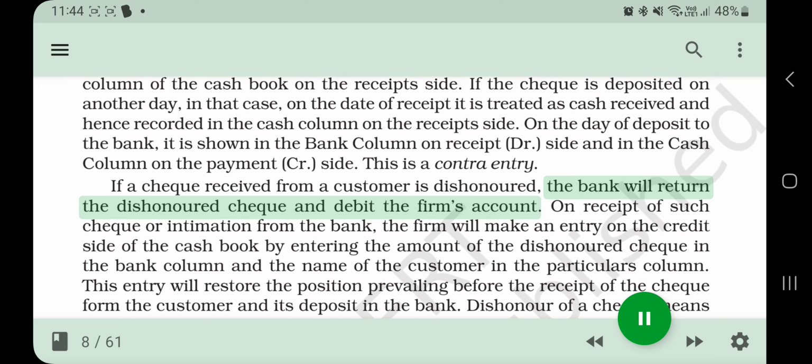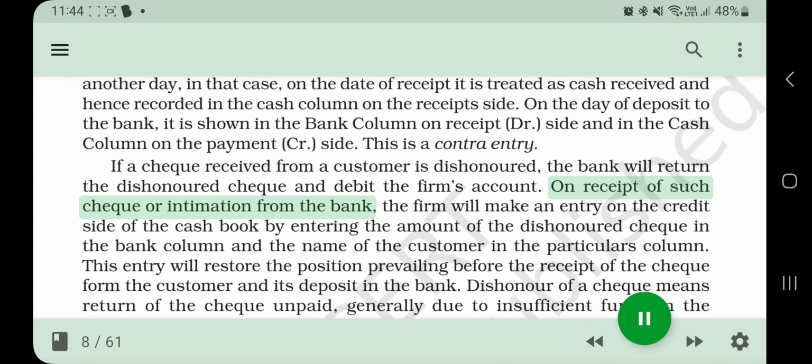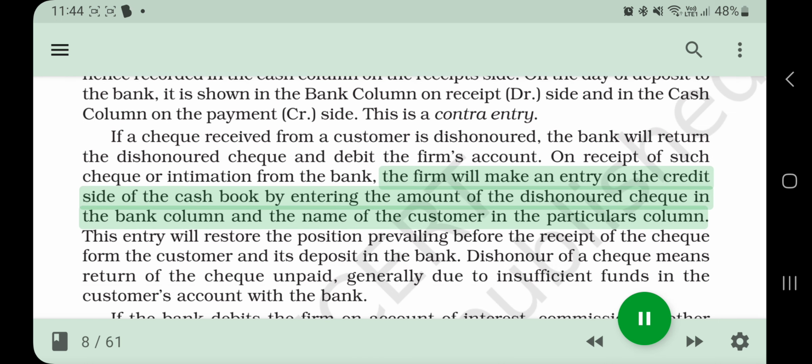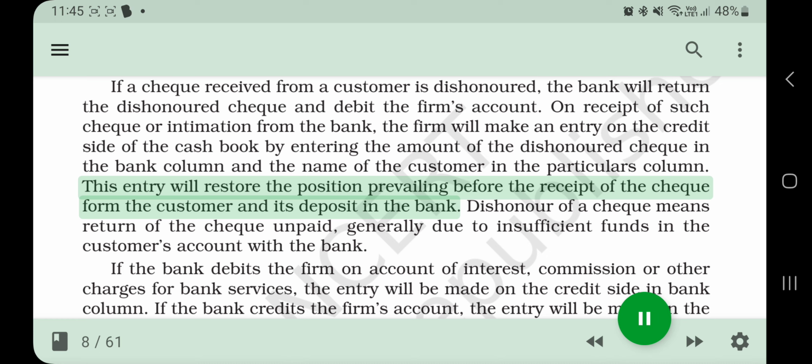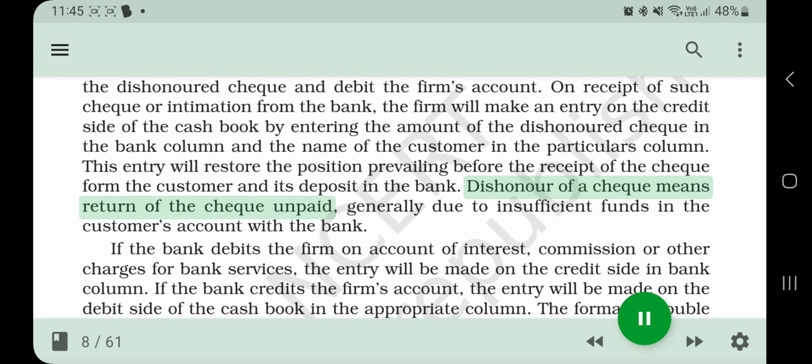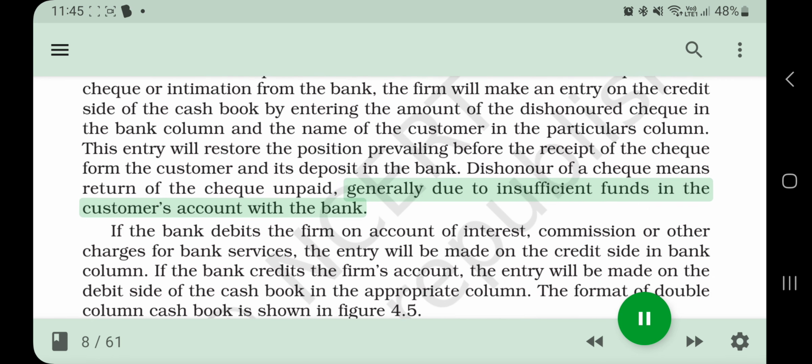If a check received from a customer is dishonored, the bank will return the dishonored check and debit the firm's account. On receipt of such check or intimation from the bank, the firm will make an entry on the credit side of the cash book by entering the amount of the dishonored check in the bank column and the name of the customer in the particulars column. This entry will restore the position prevailing before the receipt of the check from the customer and its deposit in the bank. Dishonor of a check means return of the check unpaid, generally due to insufficient funds in the customer's account with the bank.